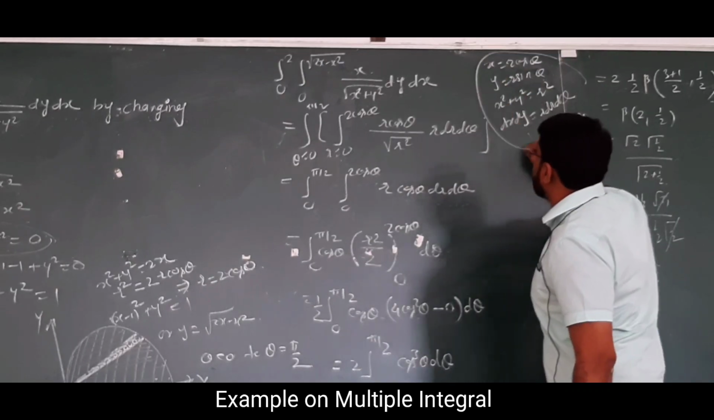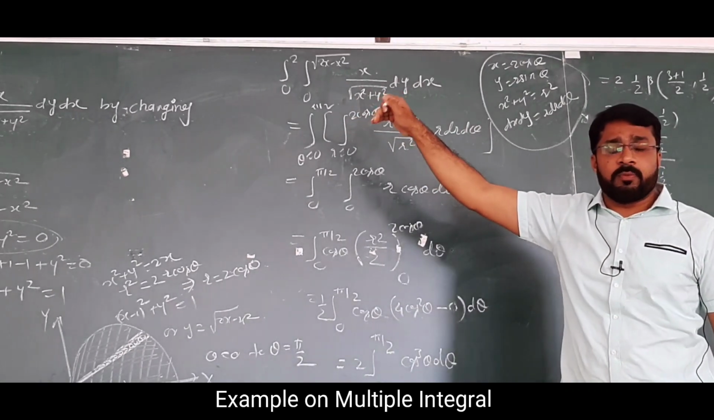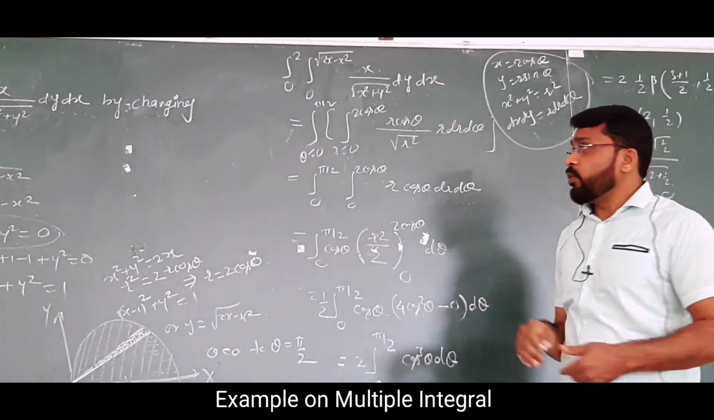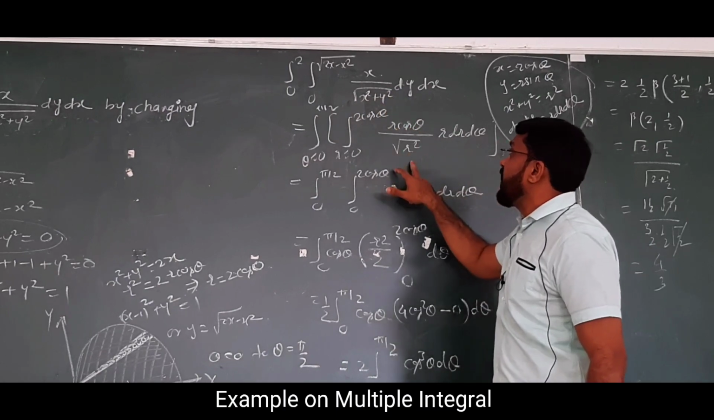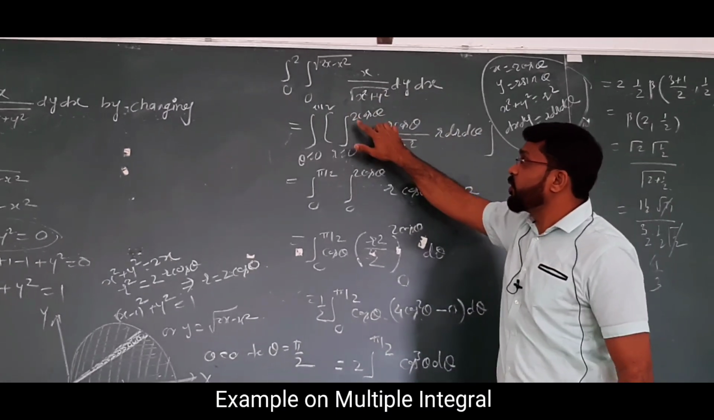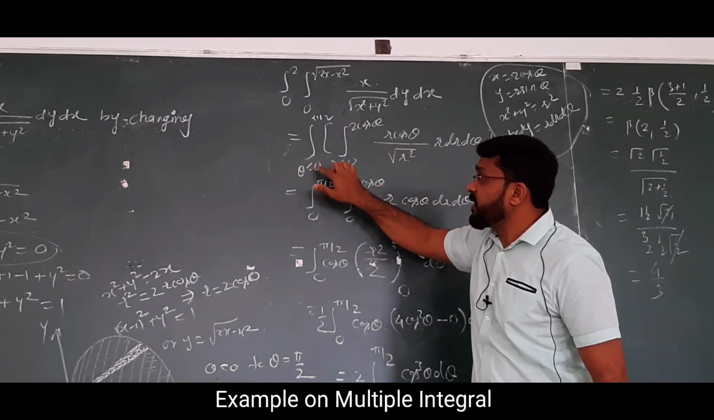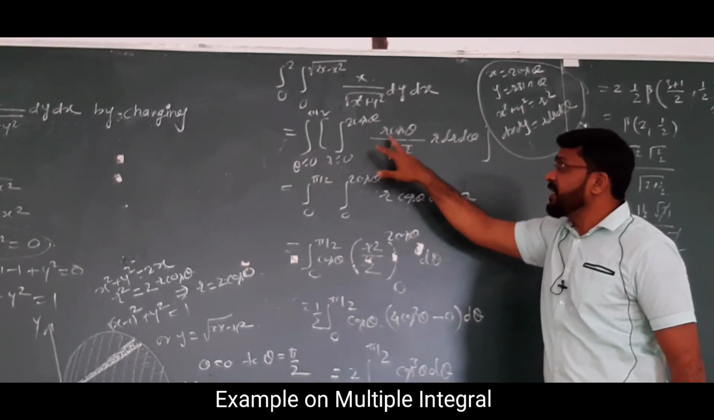ये क्वांटिटीज आपको याद रखनी है while doing the conversion from Cartesian to polar. ओके, तो यहाँ पे मैंने x को रिप्लेस कर दिया r cos थीटा से, x स्क्वायर प्लस y स्क्वायर इज r स्क्वायर, dy dx इज r dr d थीटा. लिमिट्स ऑफ r फ्रॉम 0 to 2 cos थीटा एंड लिमिट्स ऑफ थीटा फ्रॉम 0 to π/2. ओके, आफ्टर दैट दिस गेट कैंसल्ड.